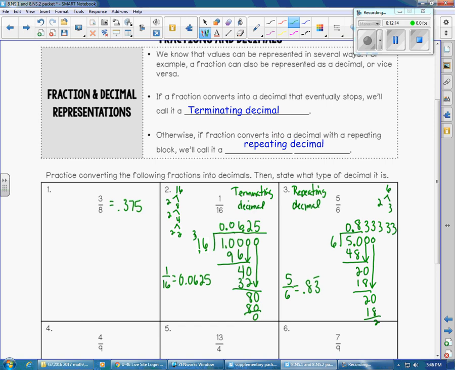So the way you would write that, 5/6 is equal to 0.83 with that bar only over the 3. You only put the bar over the part that repeats. I would not put the bar over both 8 and 3. I want it just over the 3.